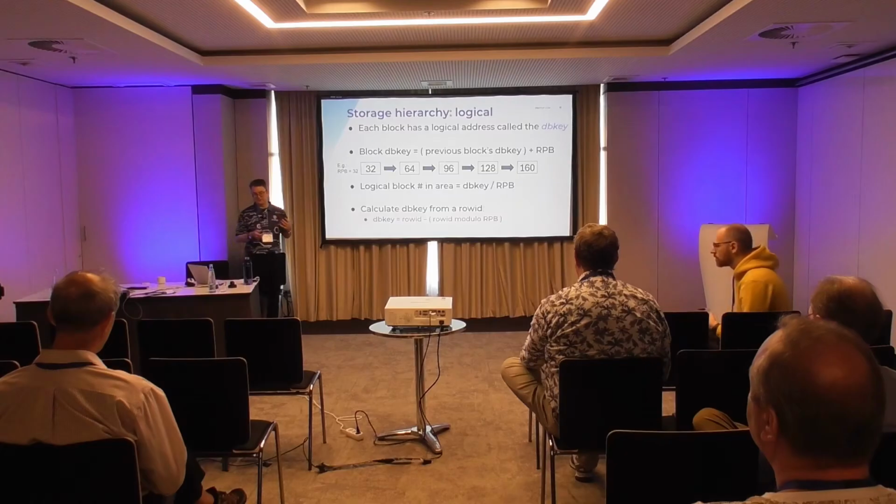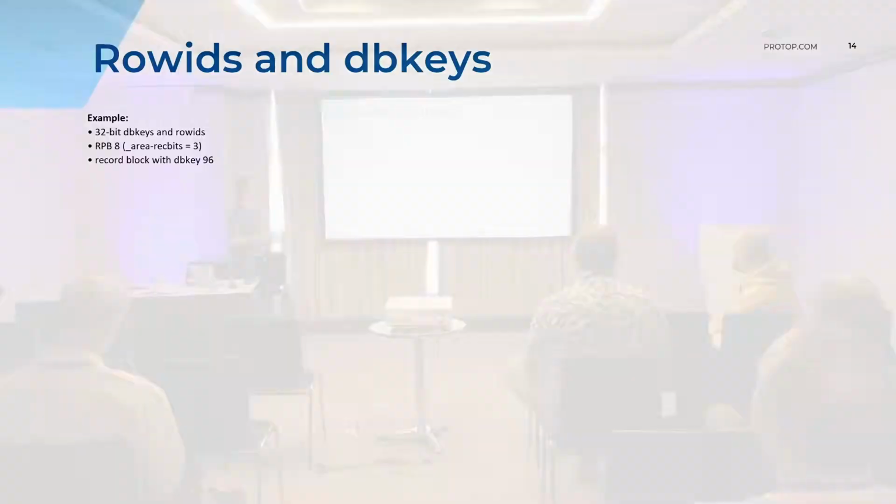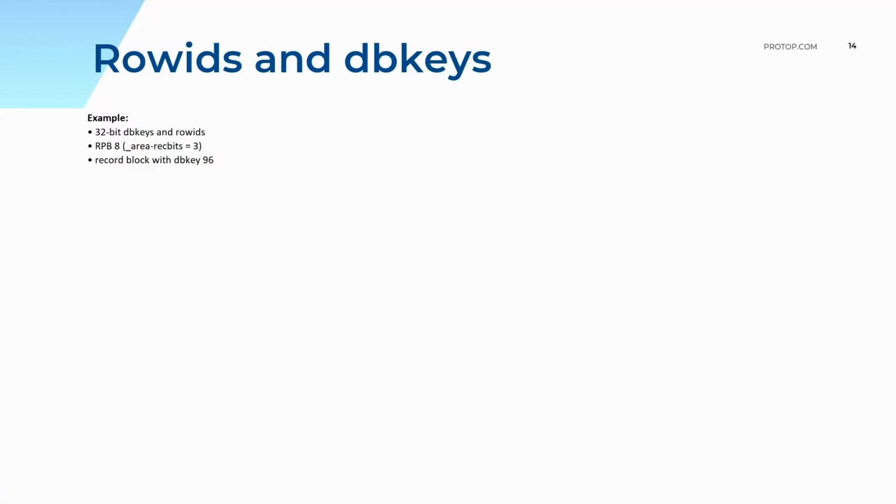So to flesh out the mathematical relation between db keys and row IDs a little more, we're going to look at an example. Sorry, this is a little small and perhaps hard to read, but I'll talk through it. In this example, we're going to look at an area with RPB 8, that is area rec bits is 3, 2 to the 3 is 8.